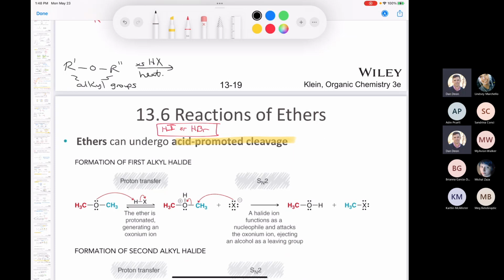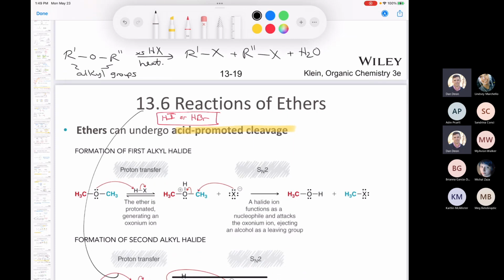And what that does is it gives you two alkyl halides. It'll give you the R prime attached to the halogen, and it'll also give you the R double prime attached to the halogen. And if you're wondering, where's the oxygen? The oxygen gets lost in a molecule of water. Now that is what I have written on this slide right here. So let's take a look at the mechanism.